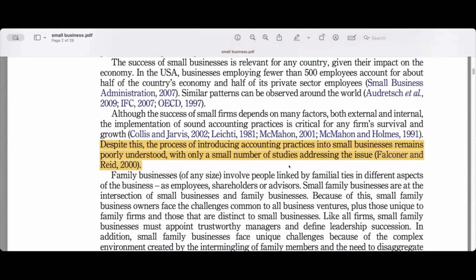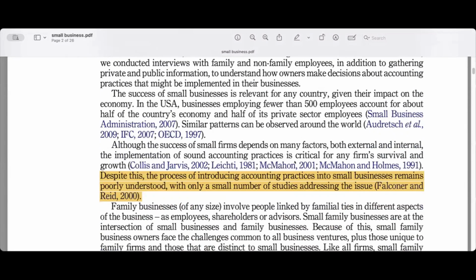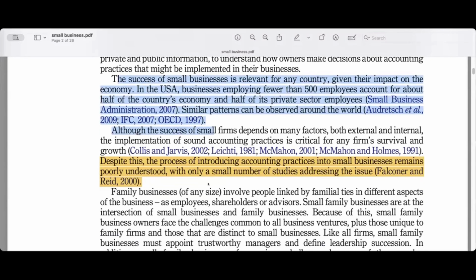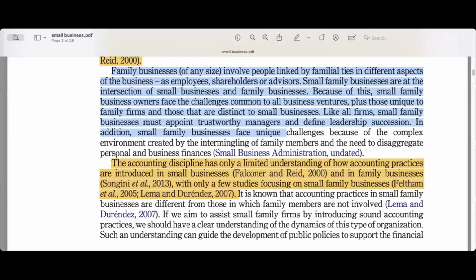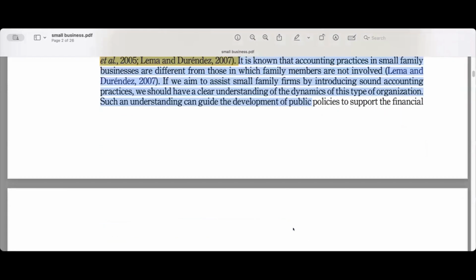Now, what are we seeing here? We have seen a person who has done a review. He began by introducing small businesses, then went on to talk about their value, and then went on to talk about accounting practices being important, then went to talk about family businesses, then linking family businesses and small businesses and accounting practices to make a choice.